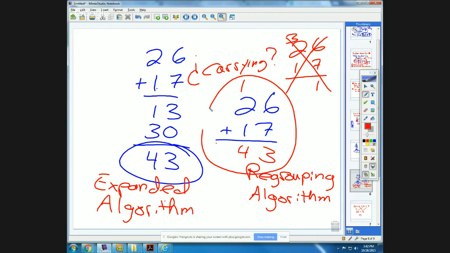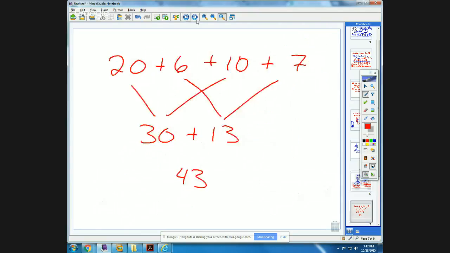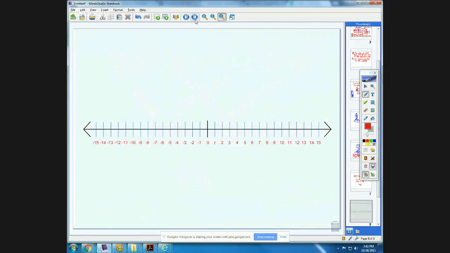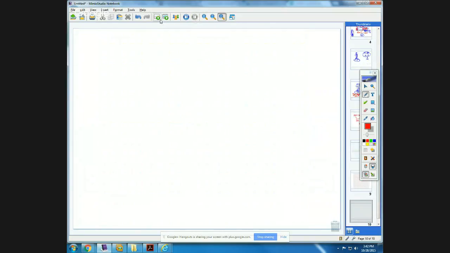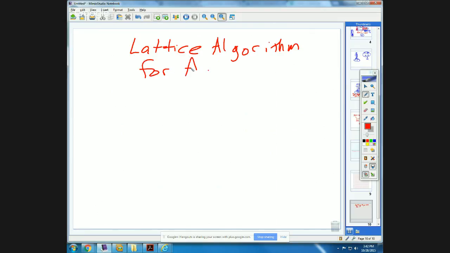That's a problem. All right, I'll show you one more cute algorithm, and then I'm going to do a new recording in a minute after I give you some toys. This is called the lattice algorithm for addition. And this is quite cute.